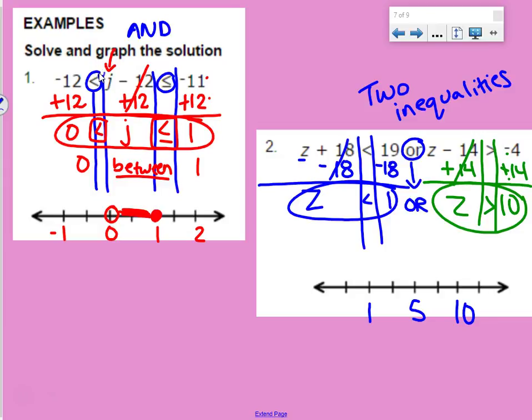So if we are less than 1, we have an open circle and we're less than. And we are greater than 10. So open circle at 10, shade to the right. It's an or, so it should be apart from each other.